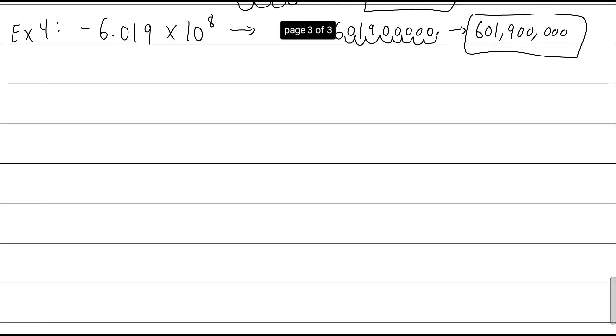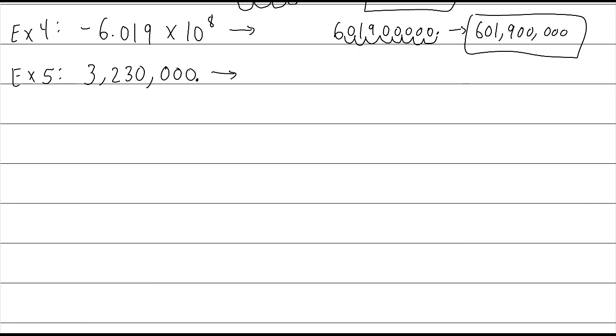Okay, let's go the other way with these. Let's say I give you a big or small number and you need to write it in scientific notation. So let's start off with 3,230,000. Okay, so first of all, you have to imagine where that decimal is located, right? And we would say the decimal is located here. Okay, if you don't see it, that's where it's located.